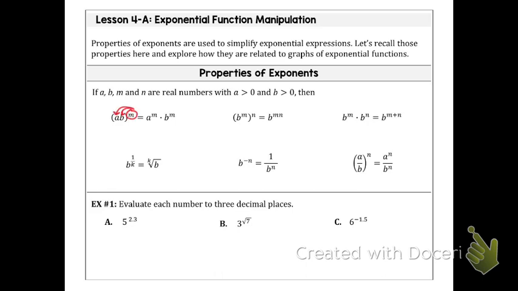So it takes care of this one. So this gives us a to the m times b to the m. Same thing over here on the far right, bottom right one that they gave us. Because they're being divided, we can distribute that exponent, which will give us a to the n divided by b to the n.